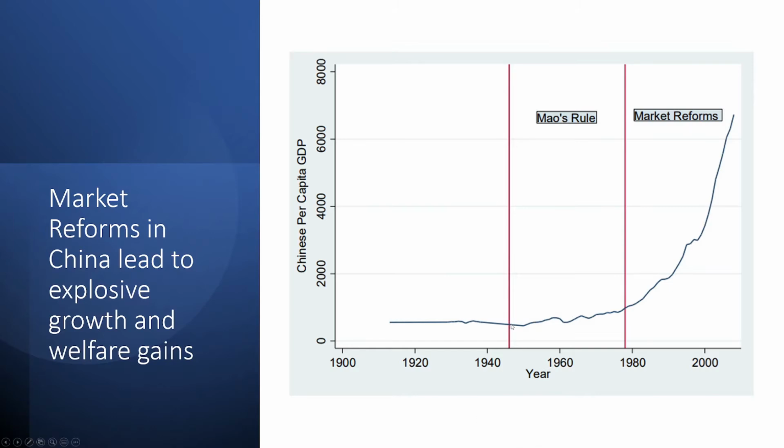So we have, under Mao's rule, which was incredibly centrally planned, growth was very anemic, and then after Mao's death, Deng Xiaoping liberalizes the economy in the late 70s, early 80s, and we have explosive returns, explosive growth, bringing millions and millions of people out of poverty. A truly remarkable feat, and all because they decided to stop central planning and move to a market economy.